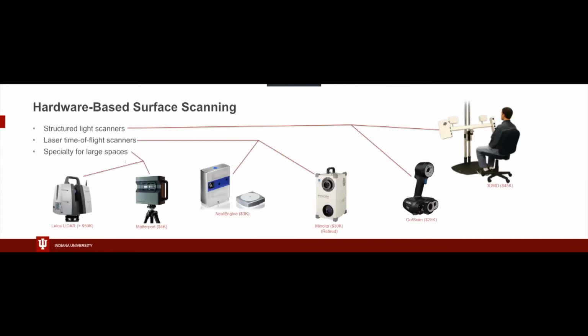So let's talk about the scanners that are available. We have structured light scanners. Those are the scanners that we primarily support in the Advanced Visualization Lab. That includes the 3dMD facial system on the right and the GoScan handheld system. We don't support them in Ulta anymore; it's been retired. Next Engine, we just know the workflows. We don't really own one, but they're cheap enough that a lot of people will buy them and then rely on us for assistance.